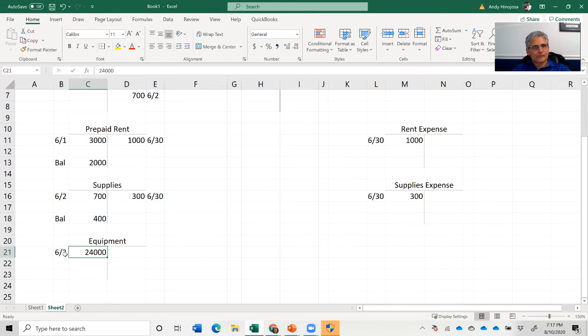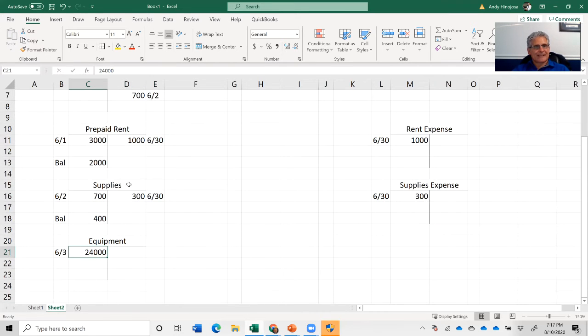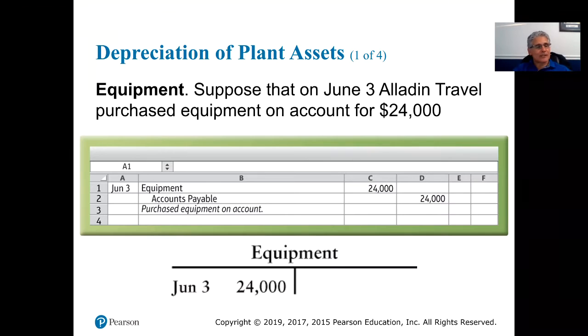The corresponding credit is going to go to accounts payable, and that's going to be a credit of $24,000. So the debit is to equipment. That is an asset, under the asset section of the accounting equation. And then accounts payable is a liability, so that's listed here as a liability, $24,000 on June 3rd. Now, that's not an adjusting entry. That's what was just recorded automatically through the accounting system.